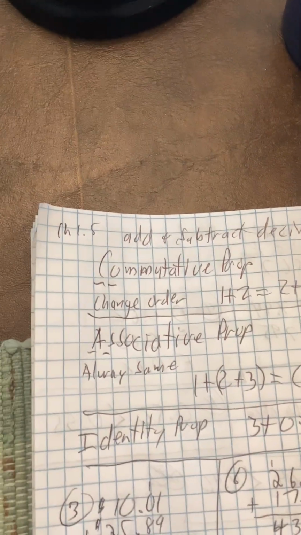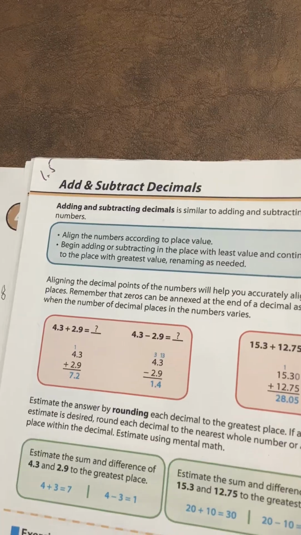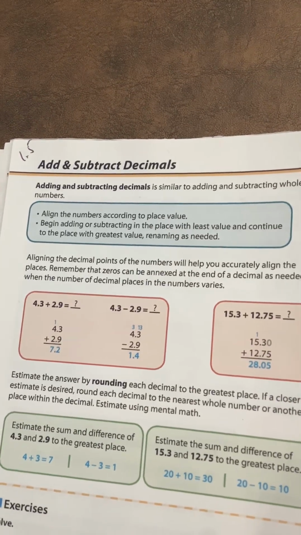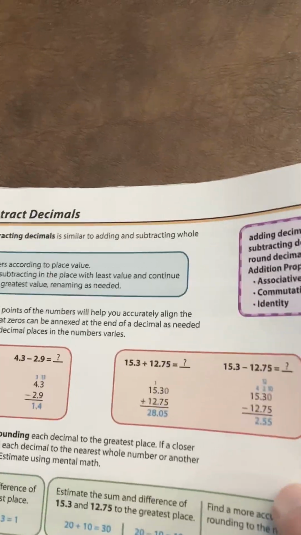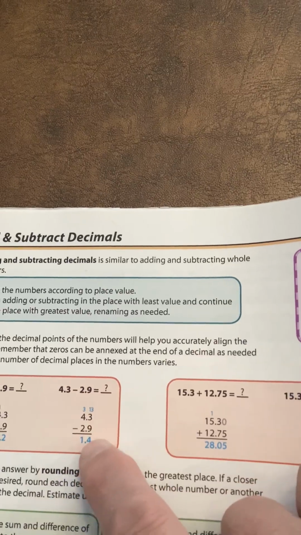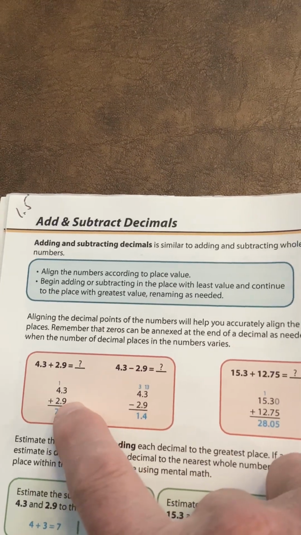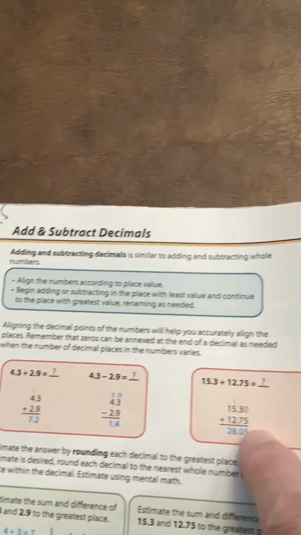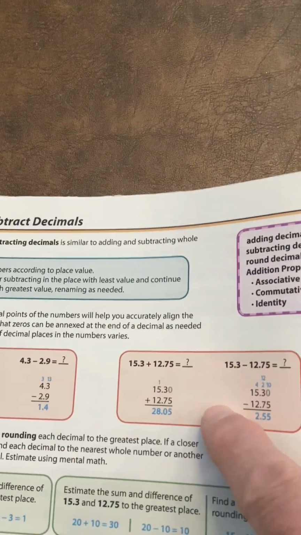All right, chapter 1, section 5, adding and subtracting decimals. So adding, it doesn't matter which number you put on top, but subtracting, the big number has to go on top. You line up the decimal point when you're subtracting. You might need to add zeros. They call that annexing zeros or whatever.